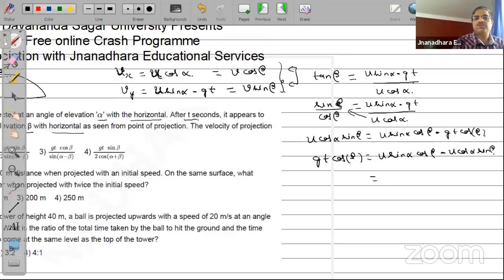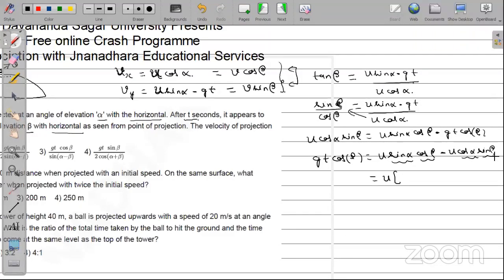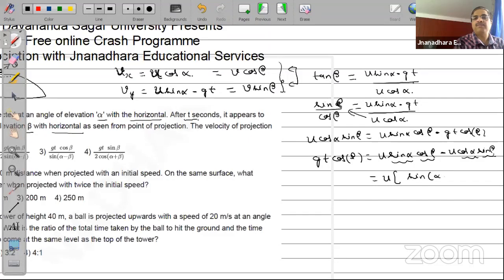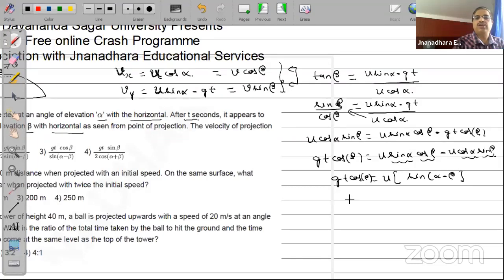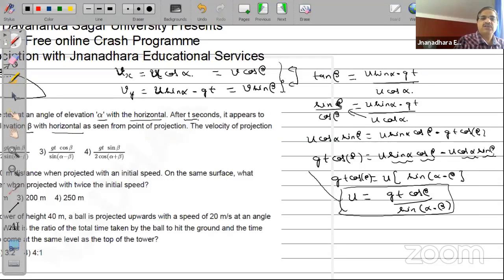After this, I'm sure students, you'll all be immediately able to tell me what this is: sin alpha cos beta minus cos alpha sin beta. Very good, sin of alpha minus beta. So can I not get the expression for U now? Therefore U, which is the velocity of projection, is given to be gt cos beta divided by sin of alpha minus beta. Extremely nice question, isn't it? You are tested on many things here and then asked to finally get the answer. So the answer will be gt cos beta by sin(alpha minus beta). The third one should be the right option.